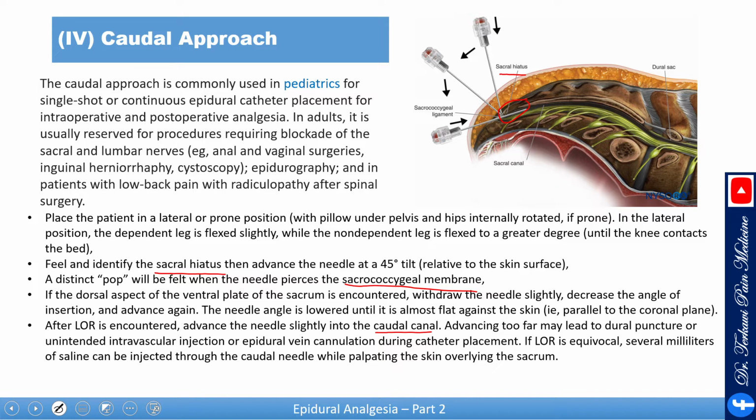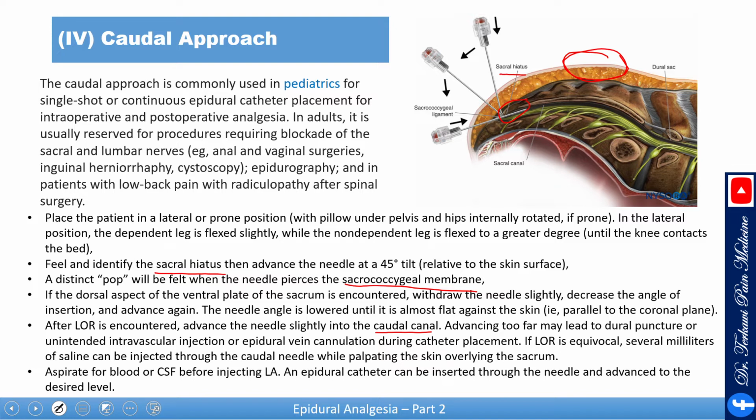If LOR is equivocal, several milliliters of saline can be injected through the caudal needle while palpating the skin over the sacrum, like here in this area. If you don't feel any rise in this area, most likely you are injecting in the epidural space. Aspirate for blood or CSF before injecting local anesthetic. An epidural catheter can be inserted through the needle and advanced to the desired level.